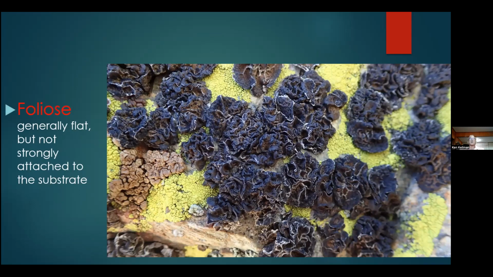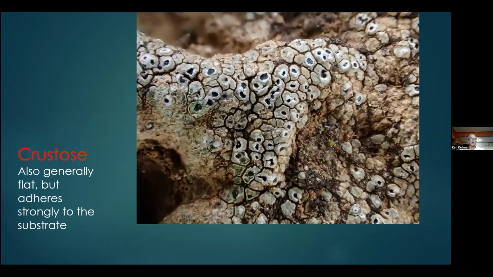The third most commonly ascribed form is crustose, and that's also flat, but it adheres so strongly to the substrate that you can't separate it without either taking some substrate with you or ruining the lichen. So when I collect these, if they're on rock, I have to chip away rock, or if they're on bark, I have to carve some of the bark off of the surface so that I can put the lichen in a packet and bring it home and identify it.